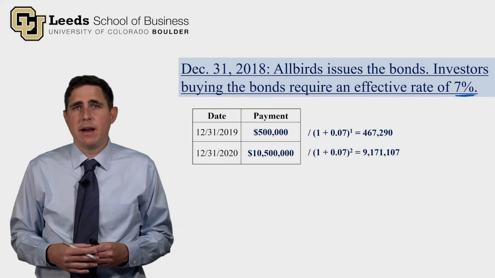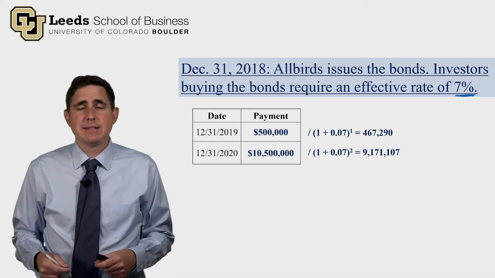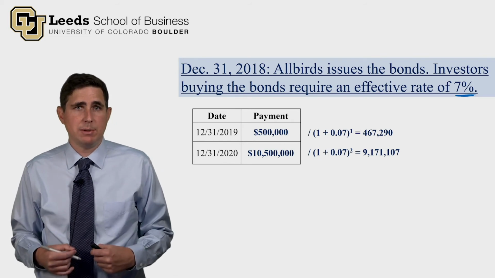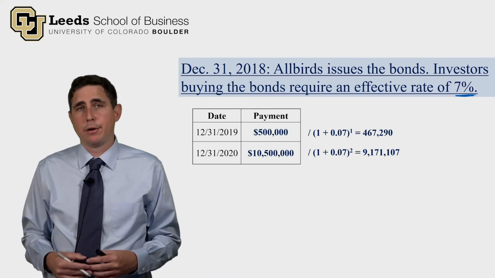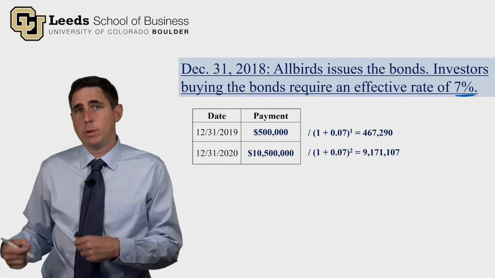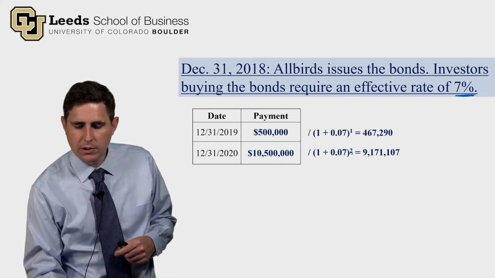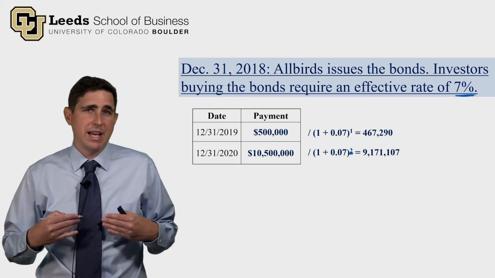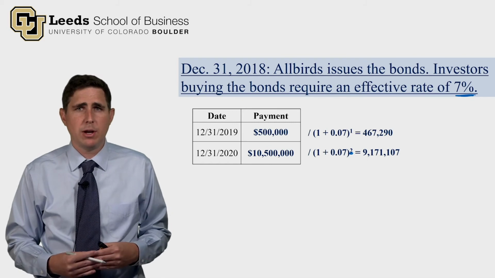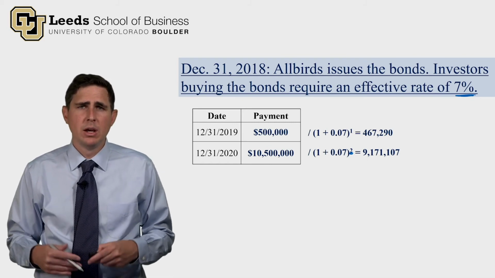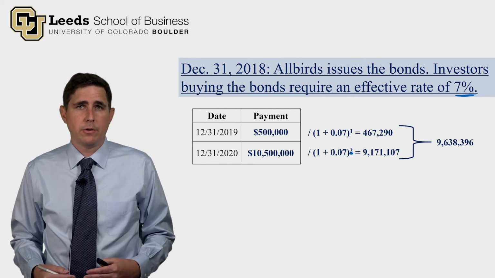Similarly, with the $10,500,000 payment, we divide by 1 plus 0.07. This time we raise the denominator to the power of 2 because it's being discounted 2 years. Remember, it's December 31st, 2018, and this payment occurs December 31st, 2020. So we get 2 years of compounding interest. That's why the exponent here is a 2. And what is the $10,500,000 payment worth 2 years from now at a 7% effective interest rate? $9.1 million.